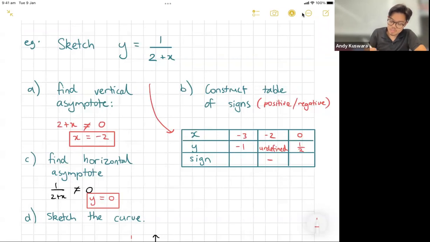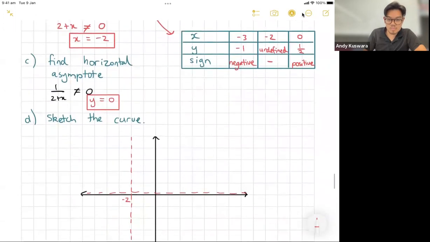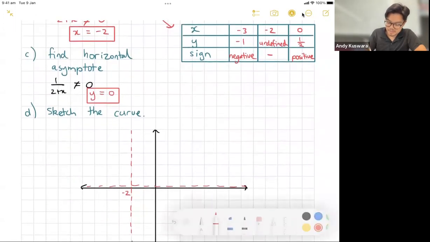Now, all I'm looking for is the sign. For the sign on this side, we've got negative, and to the right of the undefined area, we have positive. I don't need to do the bottom layer, but I need you to see that all I care about is: is it positive, is it negative? Now that I've got that, that's basically all the information we need.